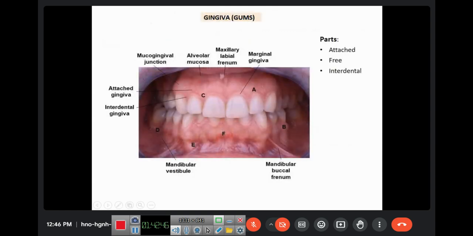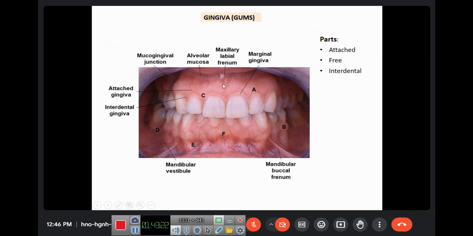Next, gingiva or gums. Gingiva or gums have 3 parts. Attached gingiva, here it is, attached gingiva. Next, free or not attached gingiva, or marginal, it is here, and interdental gingiva. Inter means between, dental means teeth. So these triangular in shape parts of gingiva between teeth are called interdental gingiva.